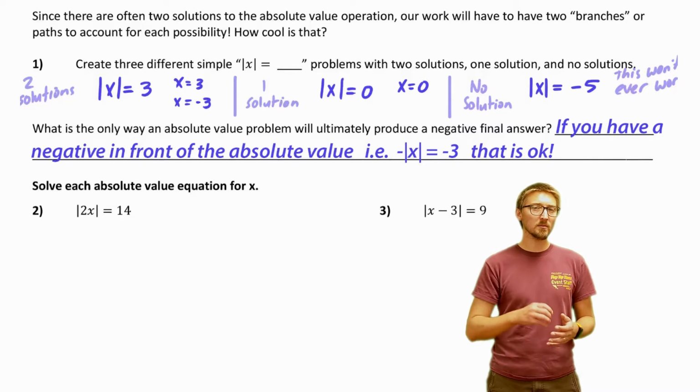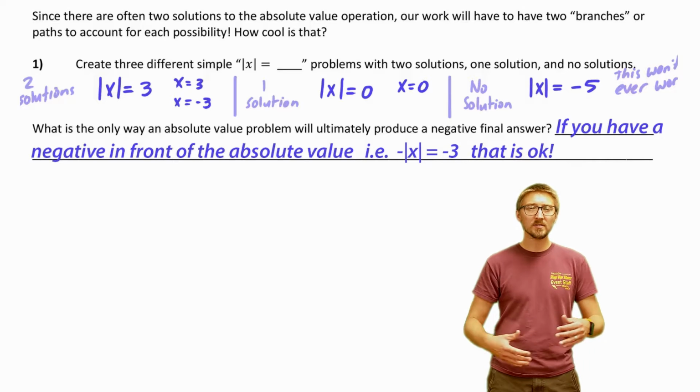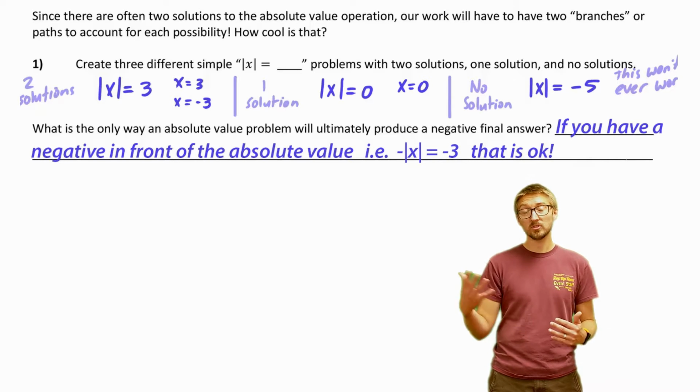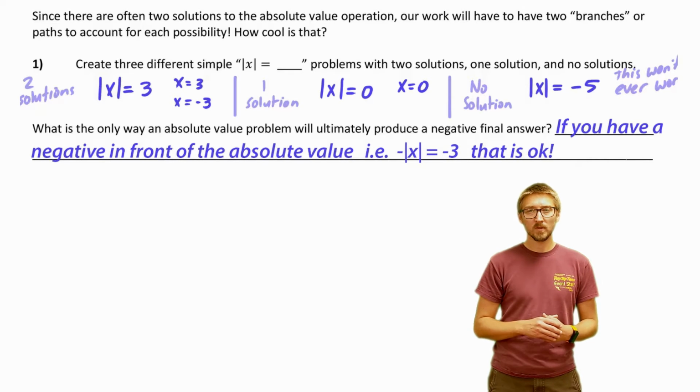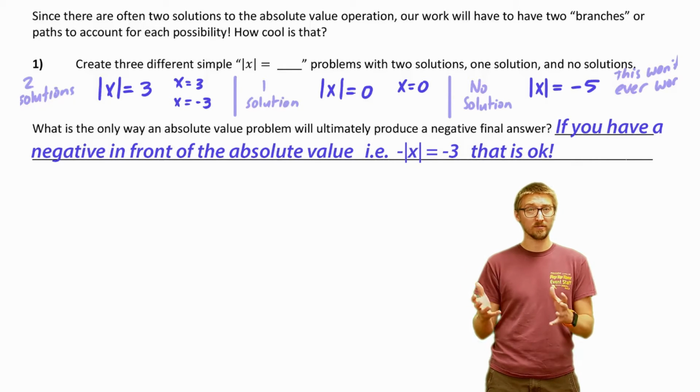So let's dive into some of these solving questions, and you're going to see the process is very similar to what you did in Algebra 1. So we might be brushing off a little bit of dust here. Question number 2 says, the absolute value of 2x equals 14. Now, typically I'll just scribble out whatever's in the middle.